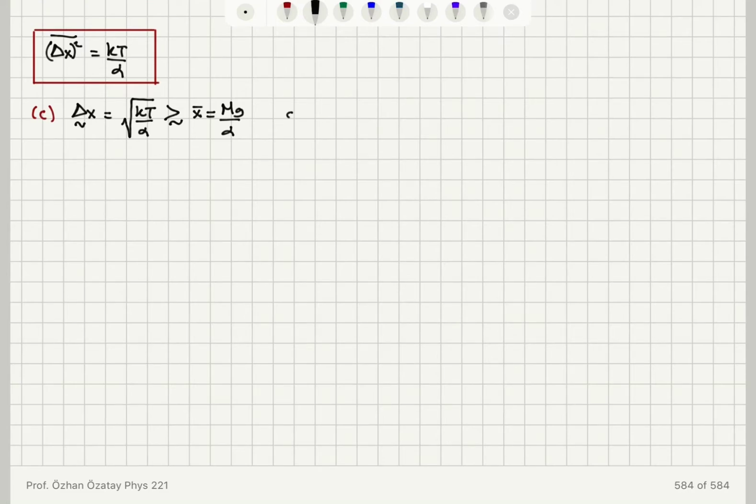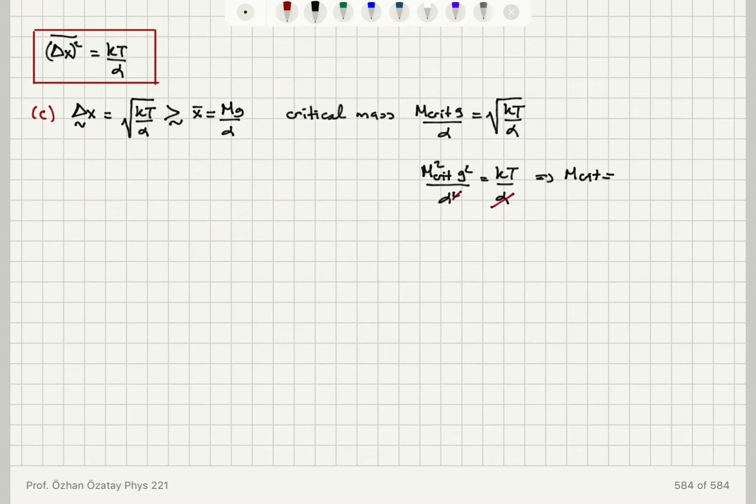So the critical mass will be m critical g over alpha when this is equal to square root kT over alpha. So if I take the square of both sides, the critical mass squared g squared over alpha squared is kT over alpha, and I will find that my critical mass should be, because I have one cancellation of alphas here, square root alpha kT divided by g.